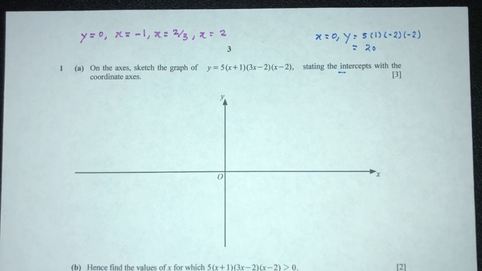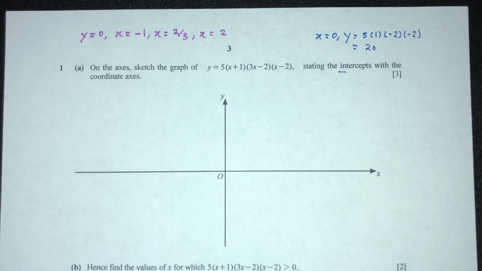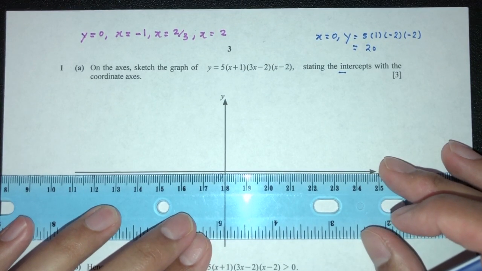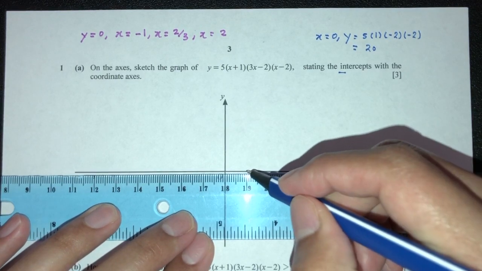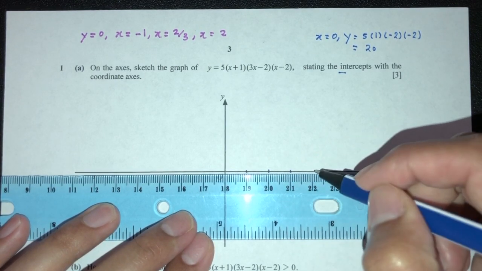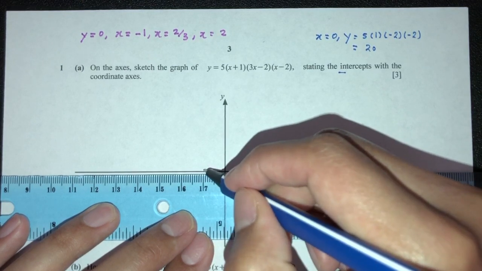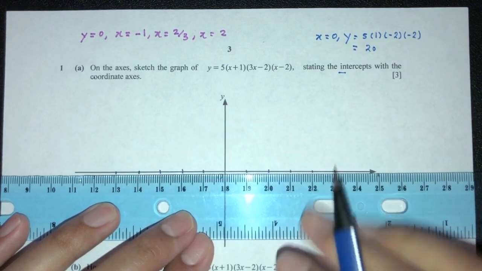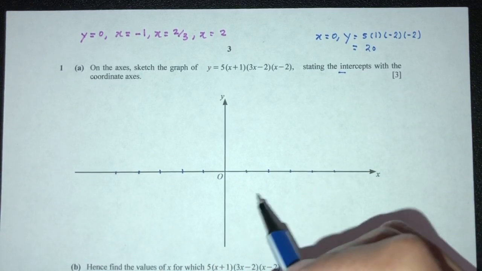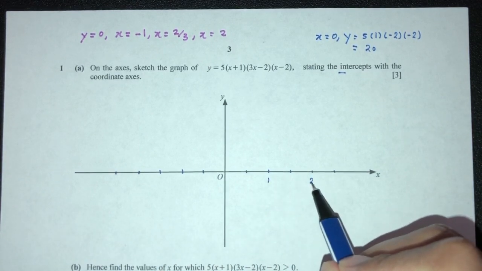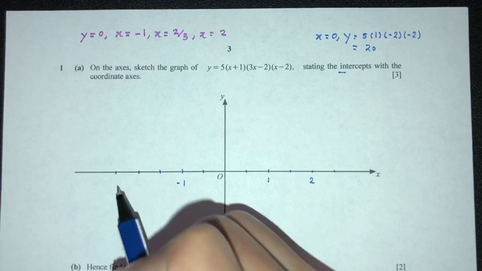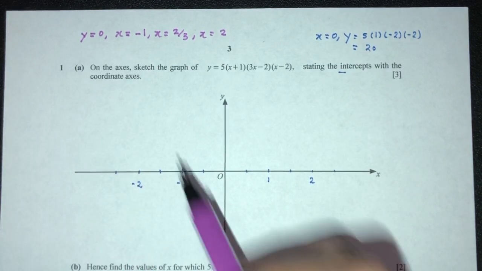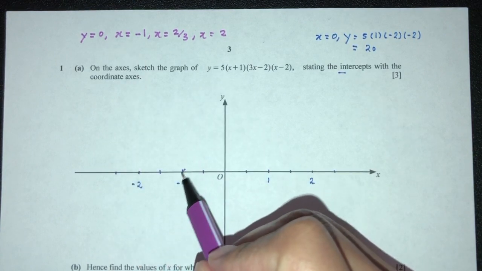For example, of course you can use a ruler to have a scale at least to know where the values may lie. For example, I can have 1, 2, 3, 4, 5. 1, 2, 3, 4, 5. Let's say I can choose this to be 1 and 2. That'll be minus 1 and minus 2. So in this case, the point here will be what? So here we have the first point, minus 1, 0.